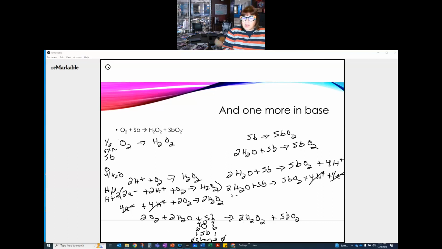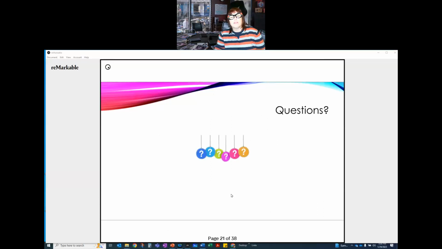But is that going to work? It actually is, and I say that because I have no H plus left. So this is balanced in base as well. So I don't even have to do that part. Cool, awesome. We love it when that happens. All right, so that's how we deal with that. Questions, comments, problems, anything? I hope not.